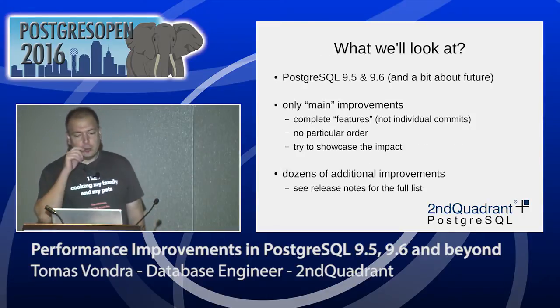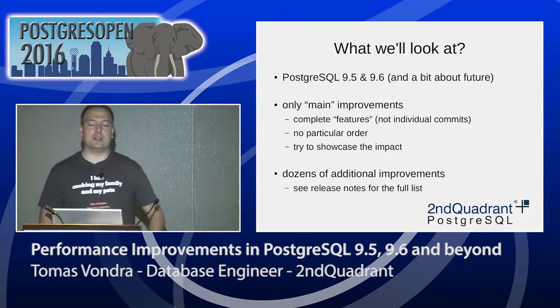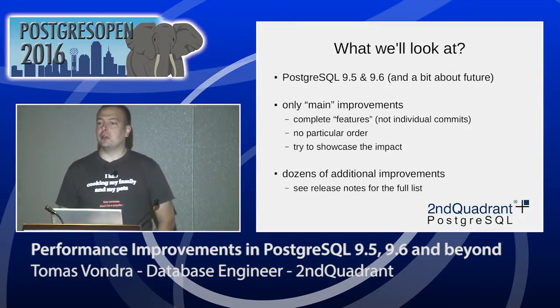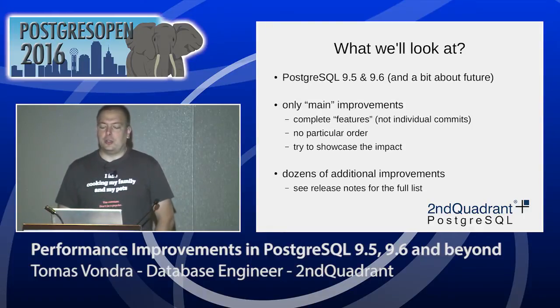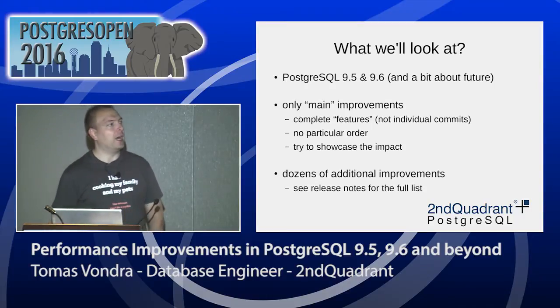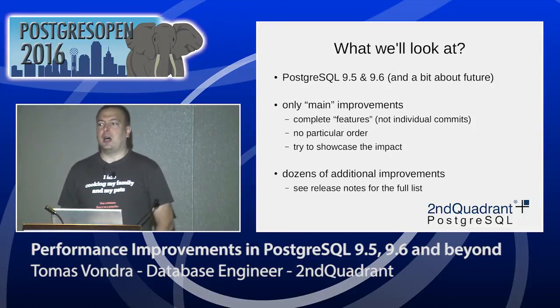So what are we going to look at? We will look at 9.5 and 9.6, where 9.5 is the current stable version. 9.6 is the next stable version that should be released soon. Maybe if I have a bit of time at the end, I will talk about which improvements are either already submitted for 10.0 or that I expect to be submitted for some next version of Postgres.